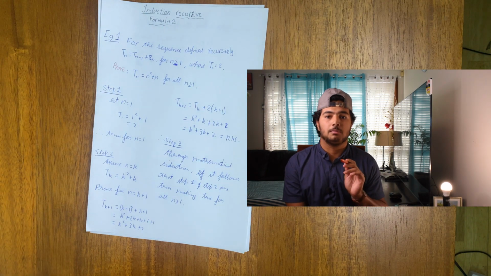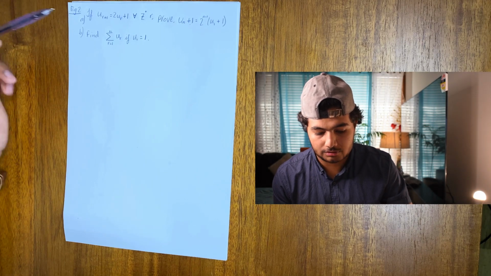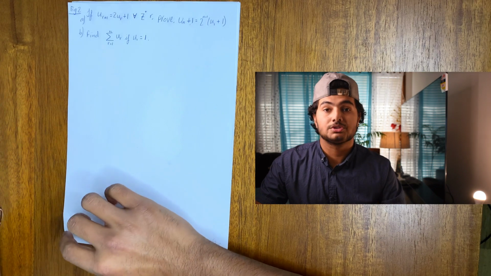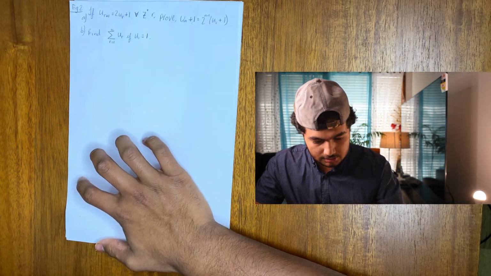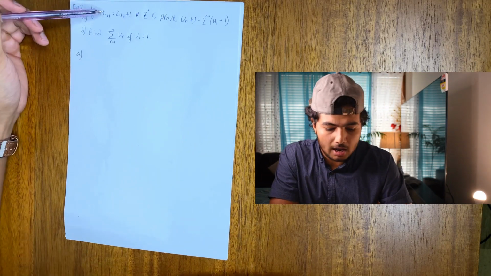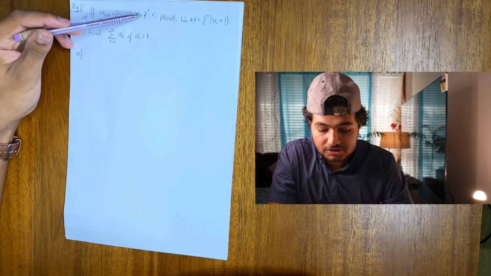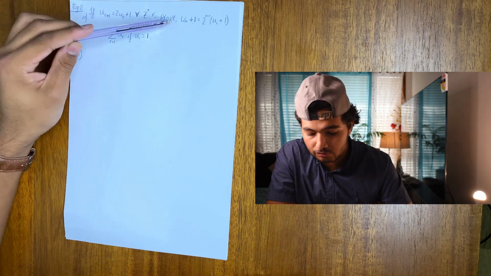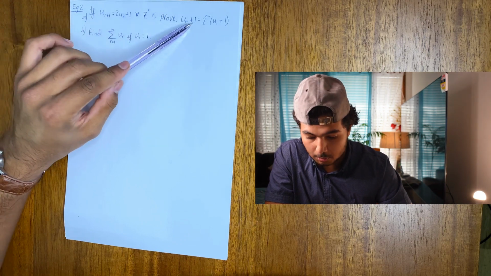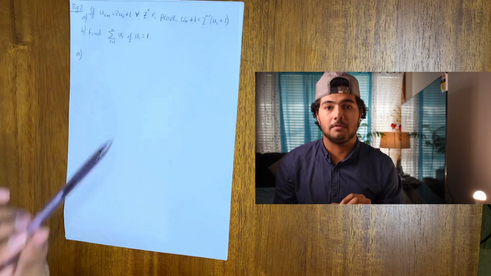Now we'll go on to example number 2. Looking at this next example, we have 2 parts. So we'll start with part A over here. It says if u to the r plus 1 equals 2 u to r plus 1 for all positive integers r, prove u to the n plus 1 equals 2 to the power of n minus 1 brackets u to the 1 plus 1.